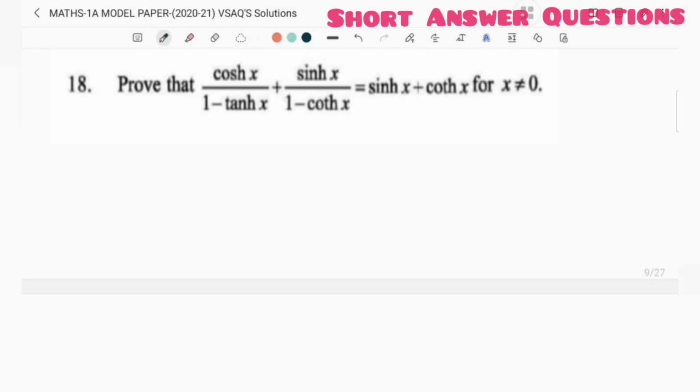The next question: prove that cos hx by 1 minus tan hx plus sin hx by 1 minus cot hx equal to sin hx plus cos hx. Here it is a mistake, no? Cos hx. So here first consider LHS in the solution step.